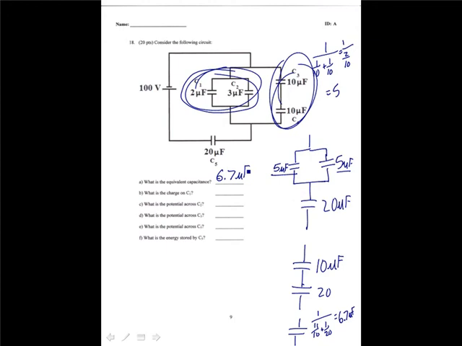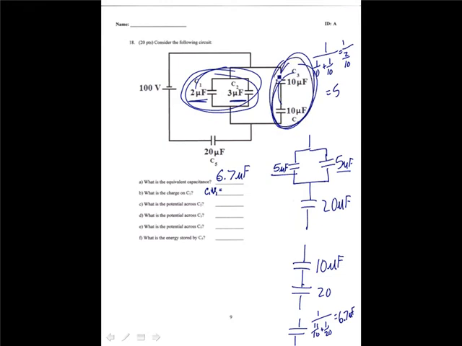Let's see, I want to know the charge on C1. Can't do that right now. In order to find the charge on C1, that's just going to be Q1 is equal to C1 times V1, but we don't know what the potential is on C1, so we're going to come back. We know that the potential on C1 is the same as the potential on C2, and the same as the potential on the equivalent of these two capacitors.